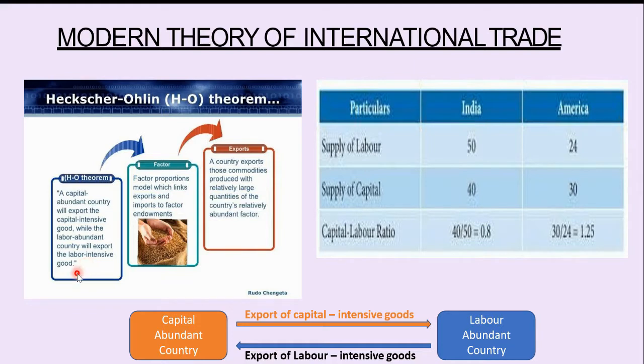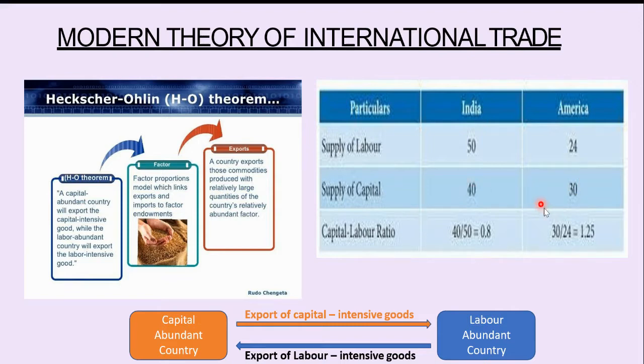A country can be regarded as richly endowed with capital only if the ratio of capital to other factors is higher than other countries. So here is an illustration. Supply of labor and supply of capital. India and America. India has the supply of labor at 50 and America has 24. In supply of capital, India has 40 and America has 30.